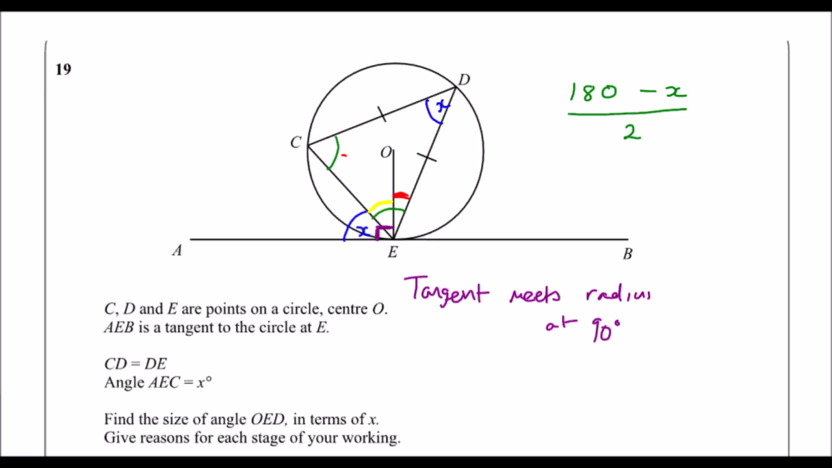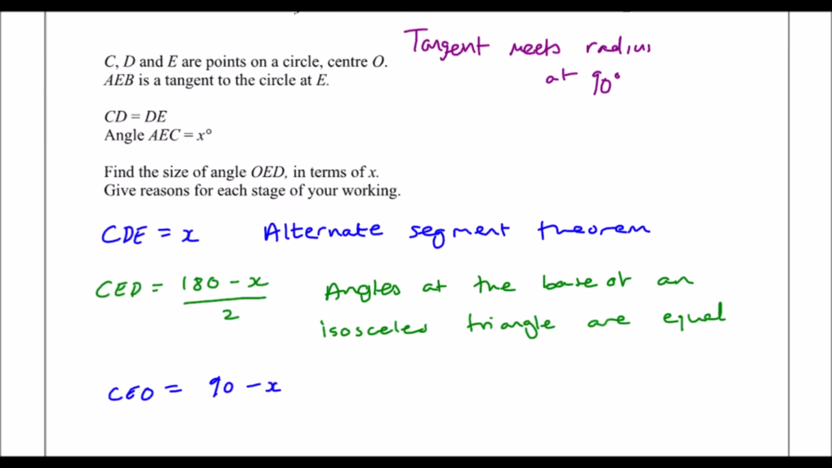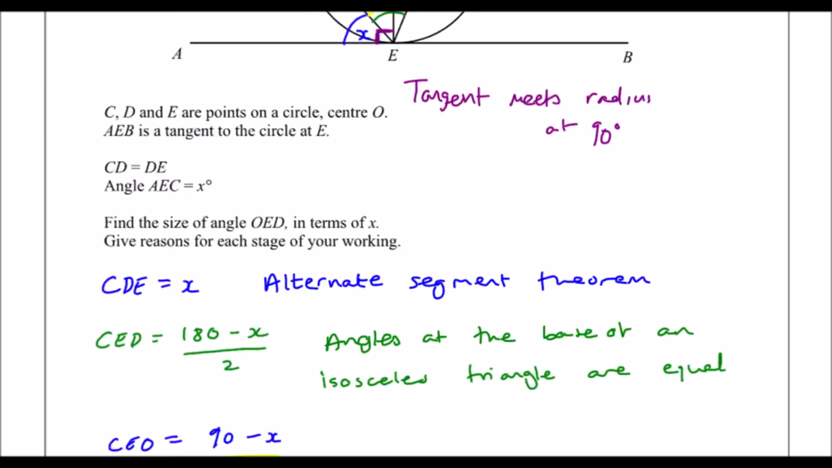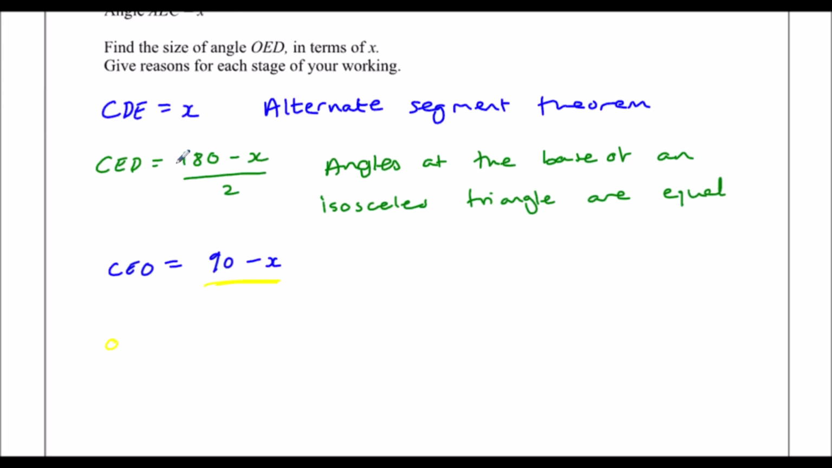So now we have everything we need to find our angle OED. So we're going to do the green angle, take away the yellow angle. So (180 minus x) over 2, take away (90 minus x). So OED is (180 minus x) over 2, take away (90 minus x). Now we need to be careful taking away 90 minus x. We're taking away all of it, the whole thing, which is why I'm leaving it in brackets here.